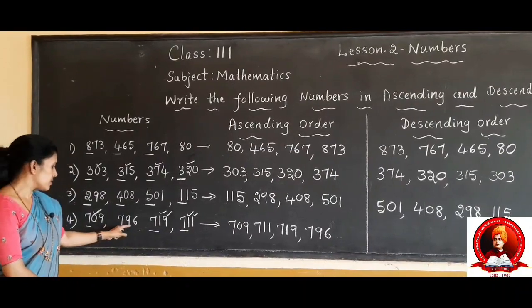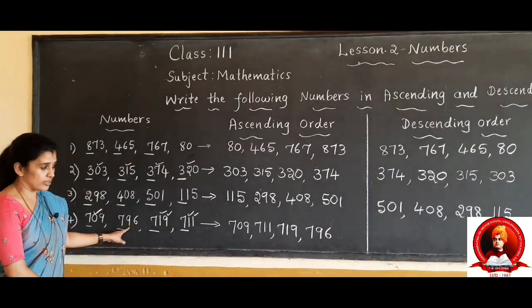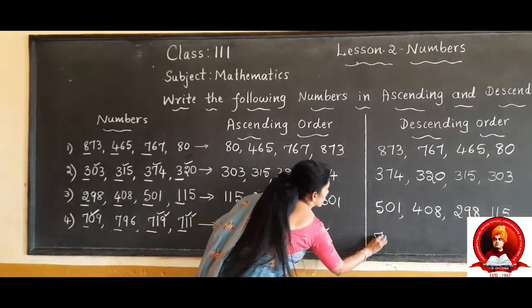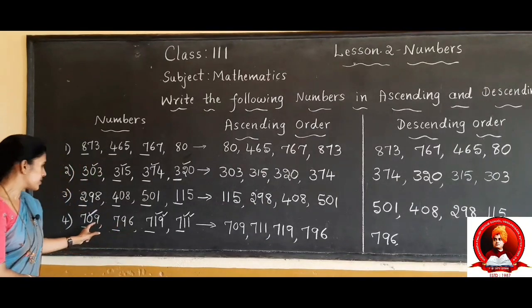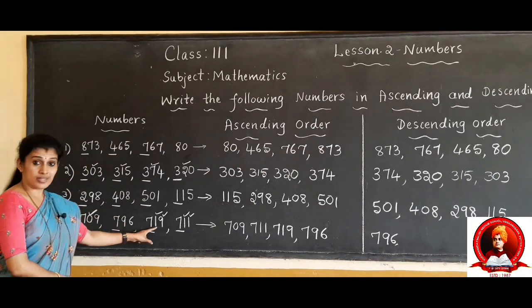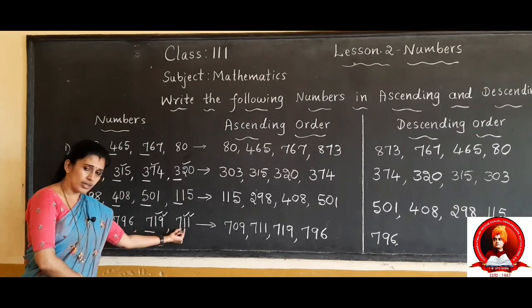Now which is the greater number, children, in the 4 numbers? That is 9 is the greater one. Let us write 796 firstly. Then the next number is not 0, 1 is there, no greater than that. Yes, but what to do? Here in tens place also 1, here also 1.